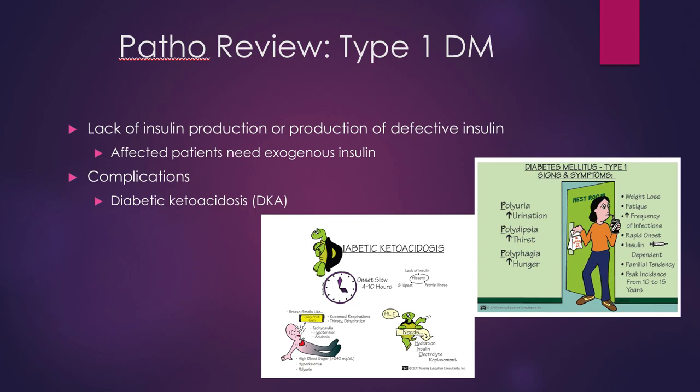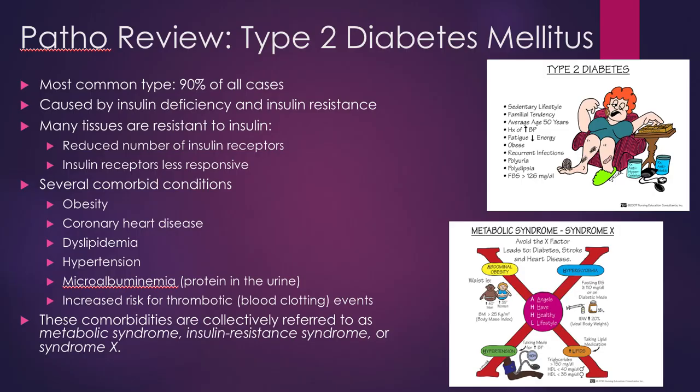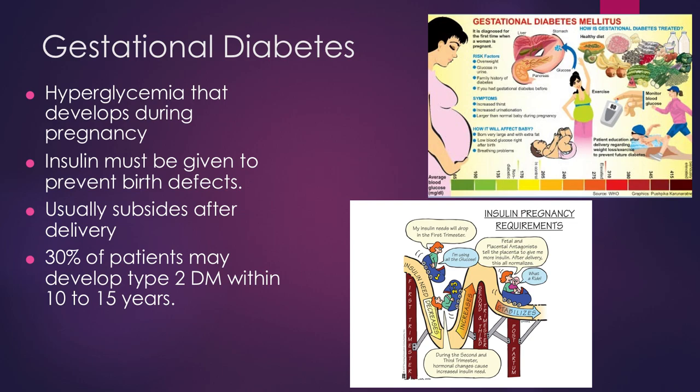Here's your patho review for type 1. I also put a little thing here about DKA because we're going to talk about what we use to treat all of our diabetic emergencies as well. Remember that with type 1, we don't have beta cells secreting insulin, so they have to have insulin. Whereas with type 2, it is a resistance to insulin rather than a complete lack of insulin.